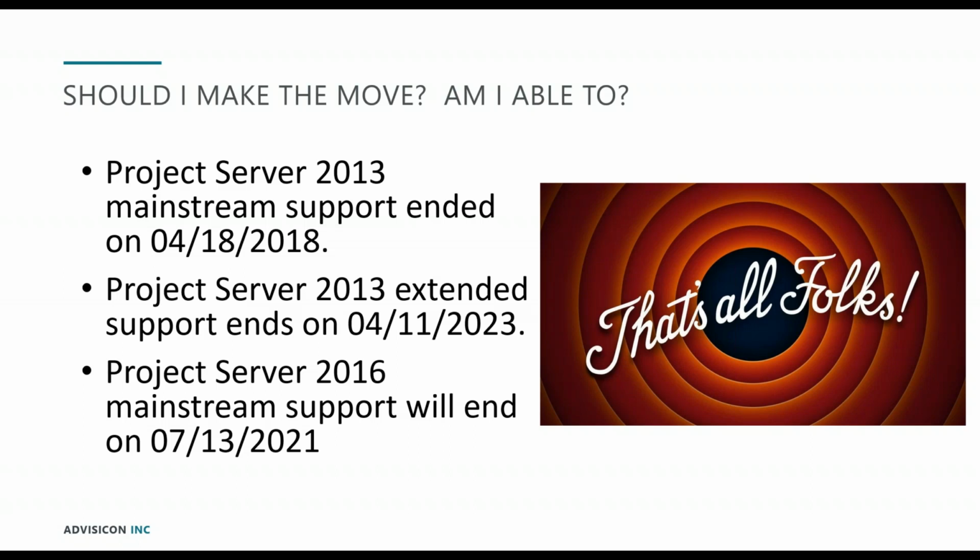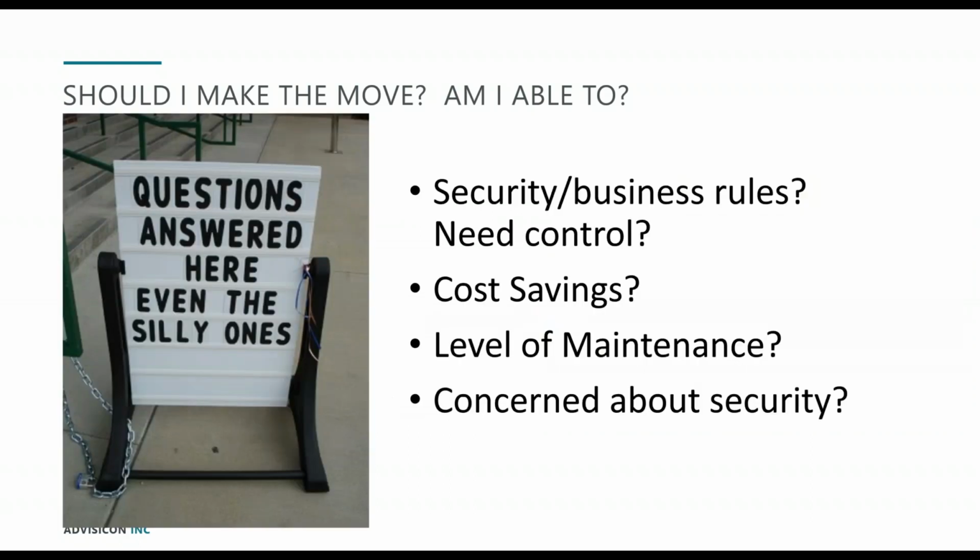So moving to online within those dates would be something you need to keep in mind. Beyond that, you've got questions of, am I able to actually move? So it's just the nature of my business, nature of my vertical. Are there security considerations? Are there reasons why I have to have an on-premise server, on-premise situation? Are there business rules that keep me from making the move from Project Server to Project Online?